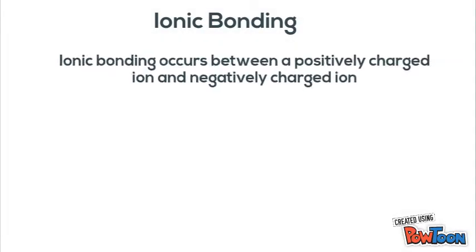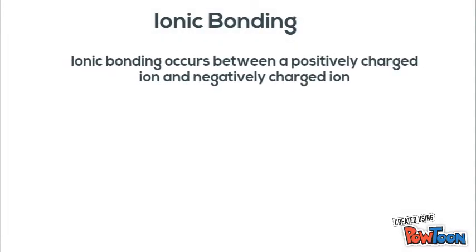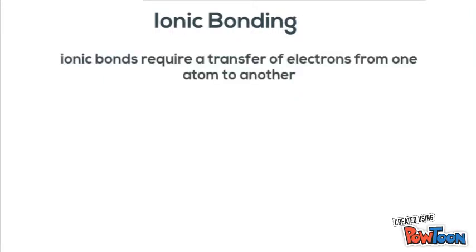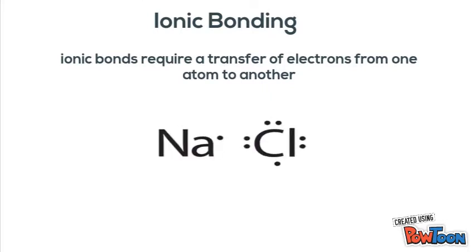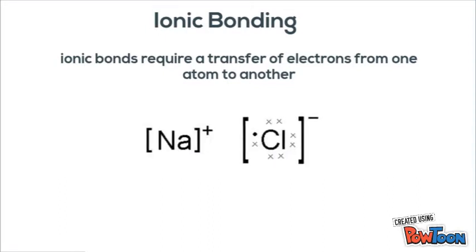Let's get into ionic bonding. Ionic bonds occur between positively charged ions and negatively charged ions. They also require a transfer of electrons from one atom to the other. So if we look at the Lewis structures of sodium and chlorine, the sodium has 1 extra electron and it's going to transfer that to chlorine. This causes the sodium to be positive and the chlorine to become negative, and that opposite charge is going to cause them to come together.